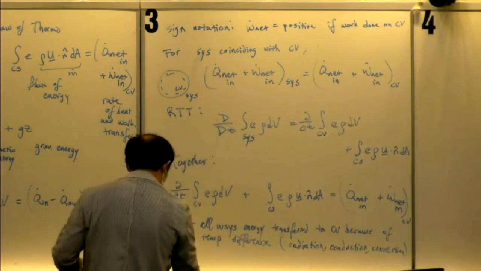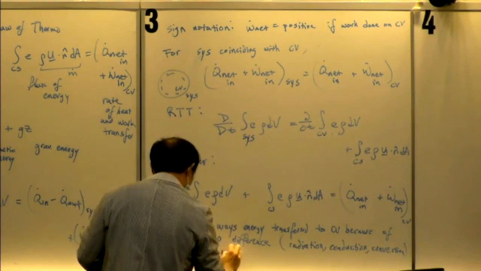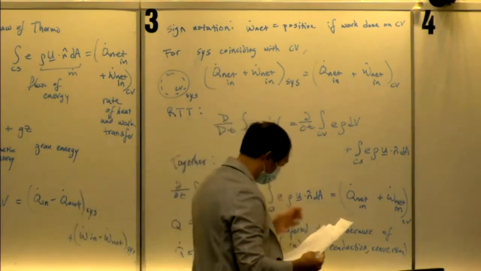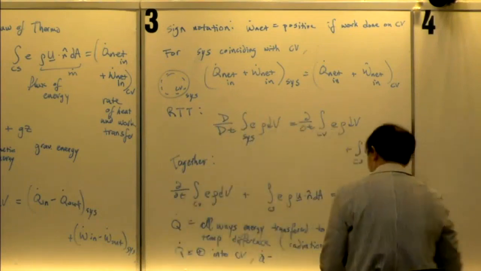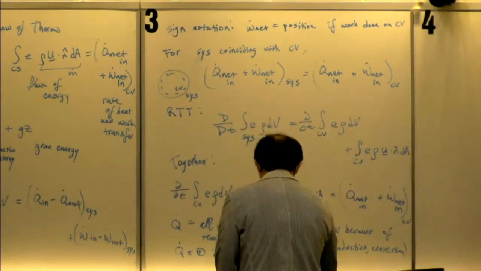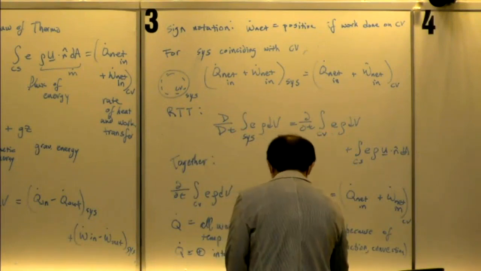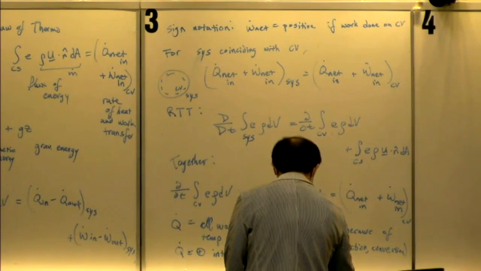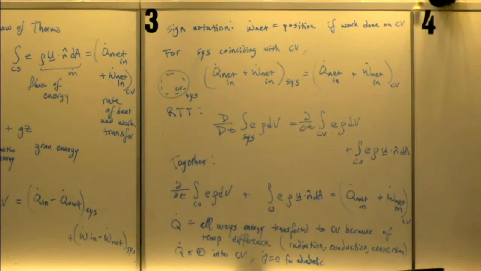And again, we have the notation that Q dot is positive if it's coming into the control volume, negative if it's going out of the control volume, and Q dot is equal to zero if it's what's called adiabatic. Adiabatic just means that the temperature of the inside and outside are sufficiently similar at all times so that you're not transferring any heat.